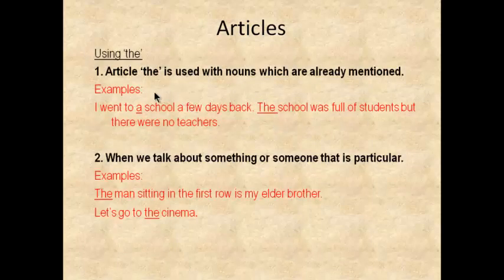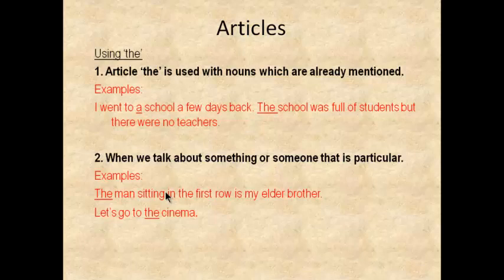Using the. Article the is used with nouns which are already mentioned. For example, I went to a school a few days back. The school was full of students, but there were no teachers. If you look at this one, we have already mentioned a school here in sentence number 1. So when we want to refer to the same school again, we need definite article the.